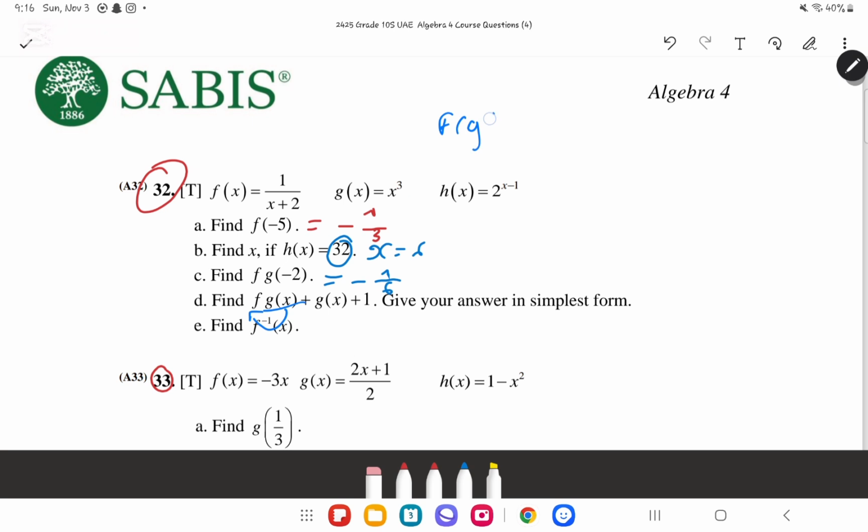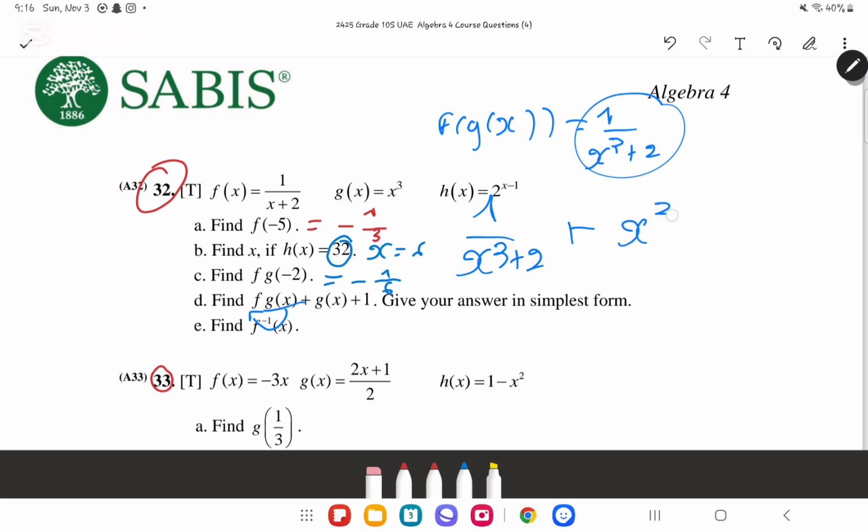So f(g(x)) is going to be 1 over (x to the power of 3 plus 2). Then we are going to add this, so 1 over (x to the power of 3 plus 2), to g(x), which is x to the power of 3. And then to it, we are going to add 1. So of course, we're going to do common denominator, so we're going to multiply up and down by x to the power of 3 plus 2, same here.